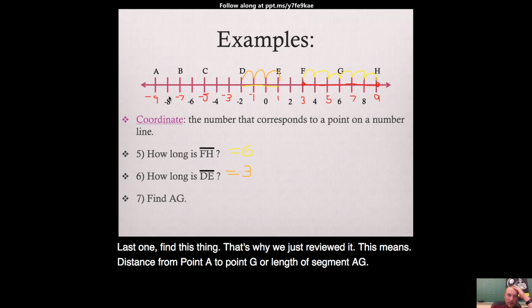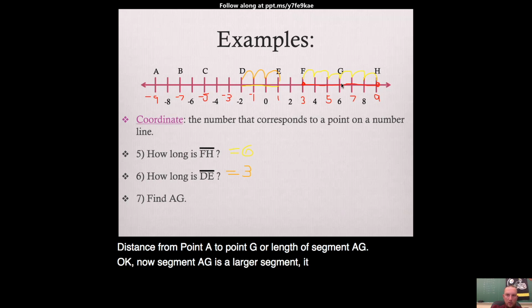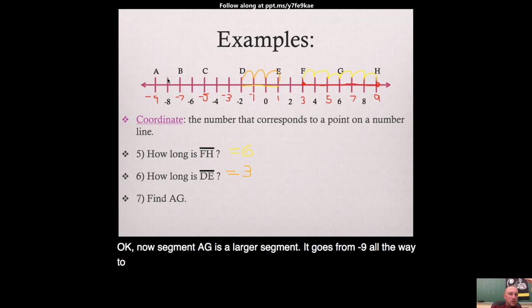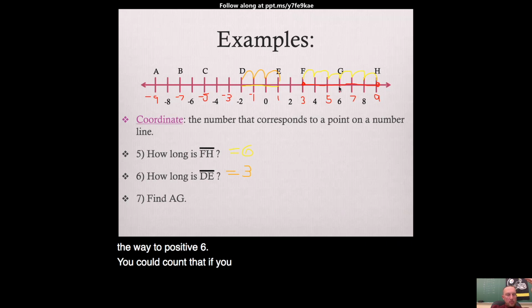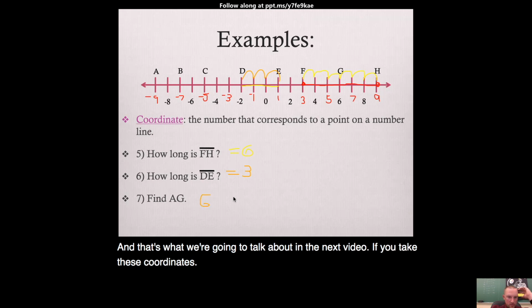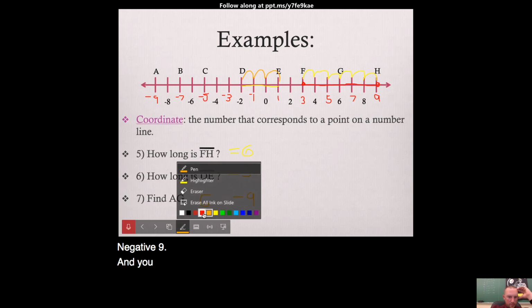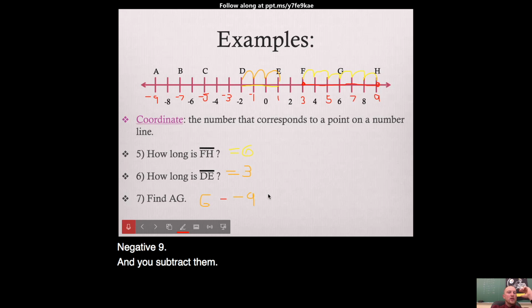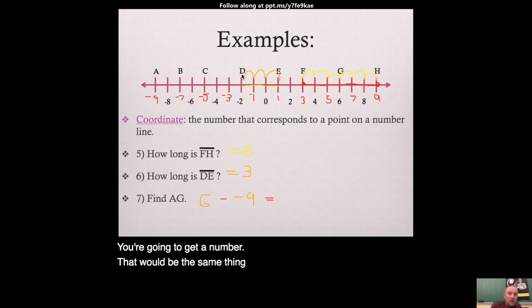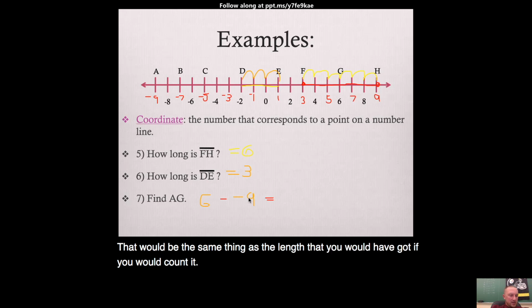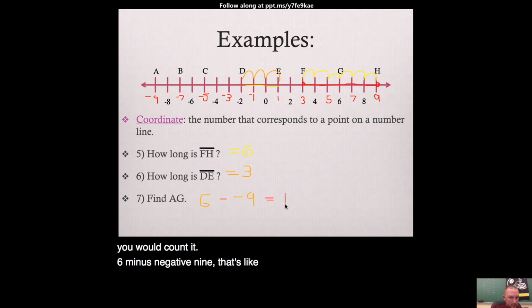Okay, now segment AG is a larger segment. It goes from -9 all the way to +6. You could count that if you want to, but there's a quicker way, and that's what we're going to talk about in the next video. If you take these coordinates, 6, -9, and you subtract them, you're going to get a number that would be the same thing as the length that you would have got if you would have counted. 6 minus -9, that's like 6 plus 9. That gives you 15.